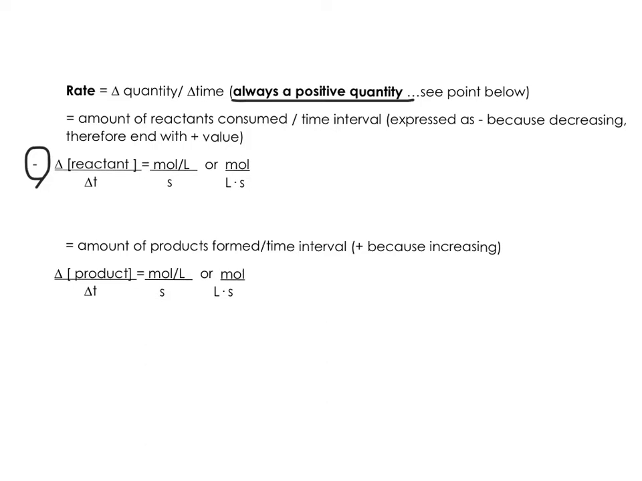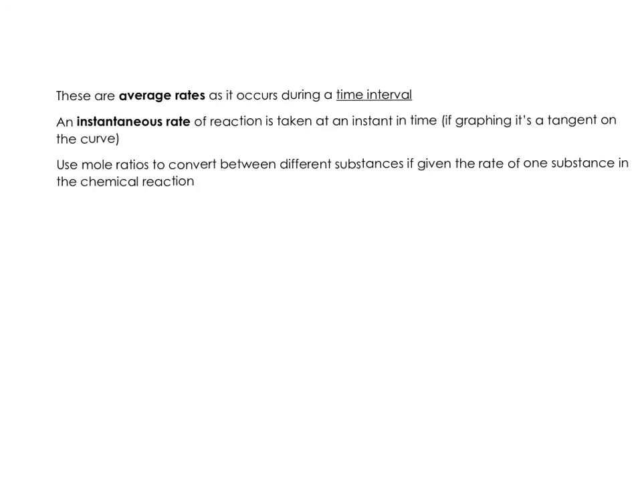When we have the amount of products formed, it will be a positive value, because it is increasing. Your change, your final concentration minus your initial concentration, is going to be positive. These are average rates because they occur over a time interval, whereas an instantaneous rate is taken at an instant in time. You can use mole ratios to convert between different substances if you're given the rate of one substance in the chemical equation.